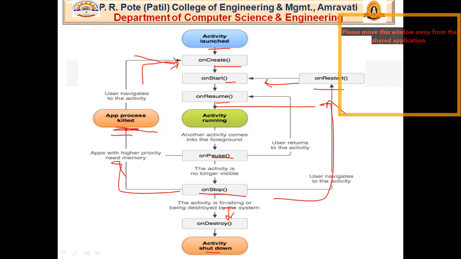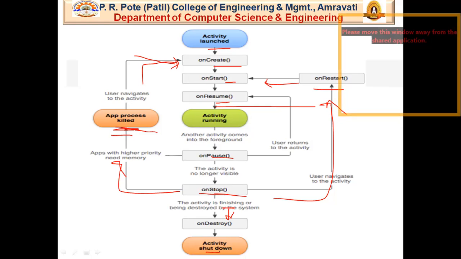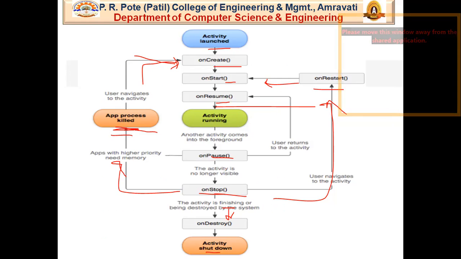So now after this, if I want to restart my application, I can start the activity again by clicking on the particular icon of that application. So this is all about the activity flowchart, that means the activity life cycle. There are a total of 7 methods in the activity life cycle, and I think we have discussed them in detail using the flowchart of the activity life cycle.